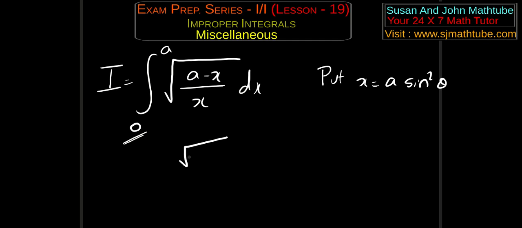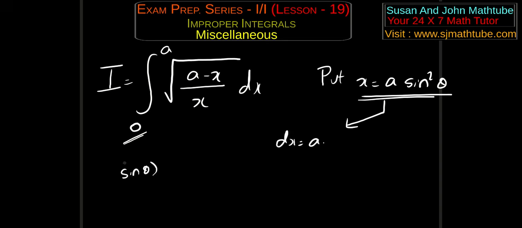I'm sure that you know if you have root under 1 minus x square, sine theta will help you. If you have root under a square minus x square, a sine theta will help you. Similarly, when you have a minus x, I put a sine square theta so that a will come common and we will have cos theta. So you keep this substitution, and this means dx is equal to a into, do you know how to differentiate sine theta the whole square? Yeah, 2 times sine theta into cos theta d theta.